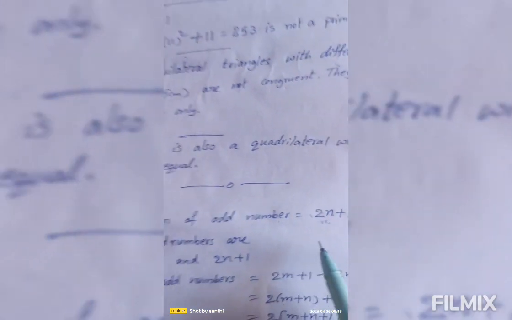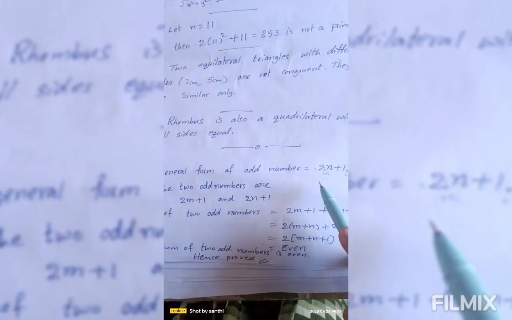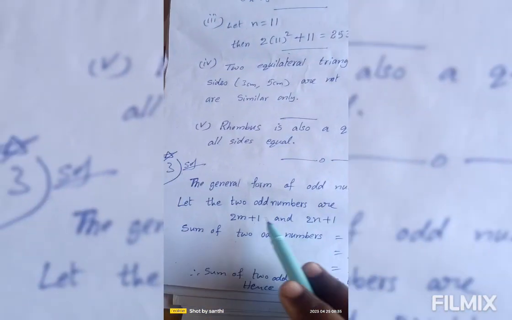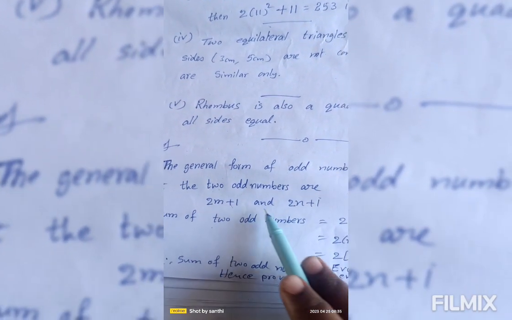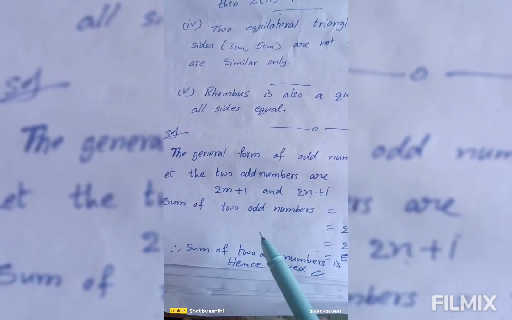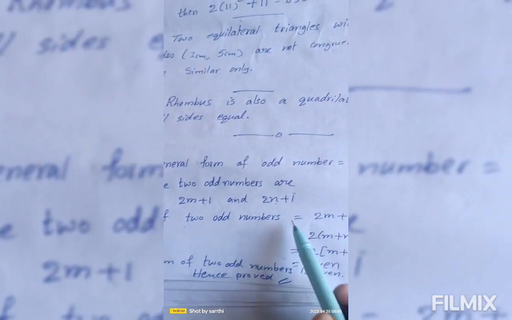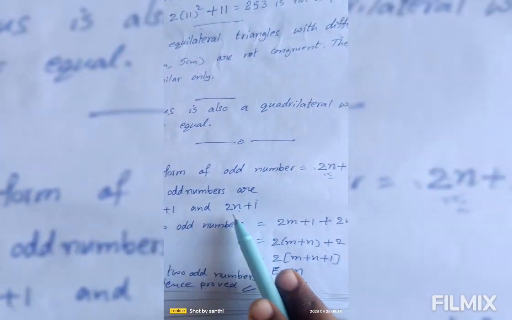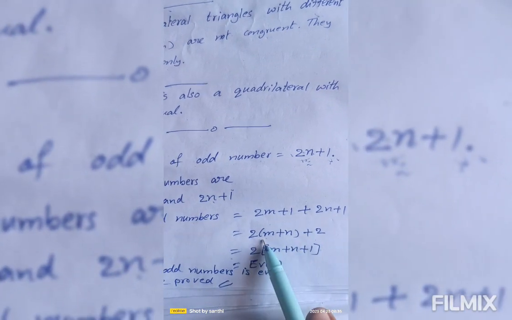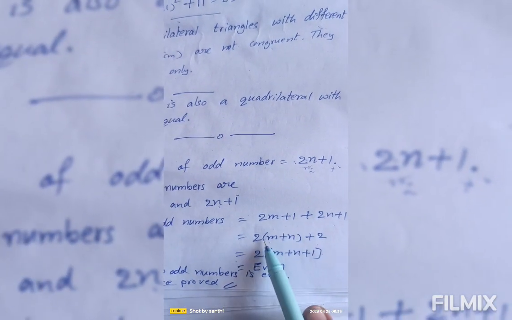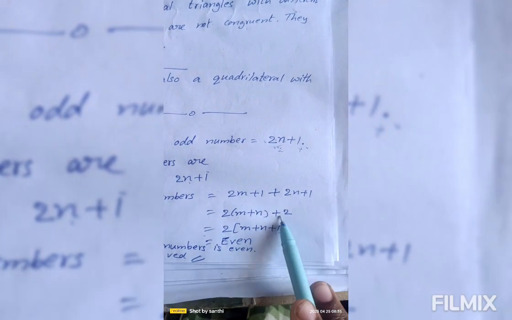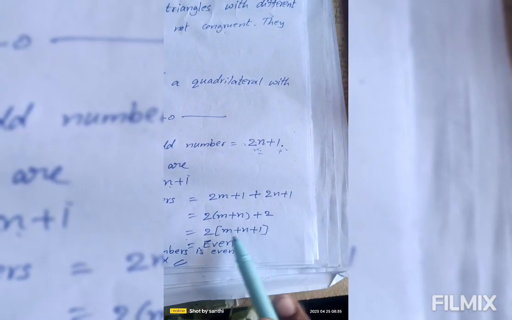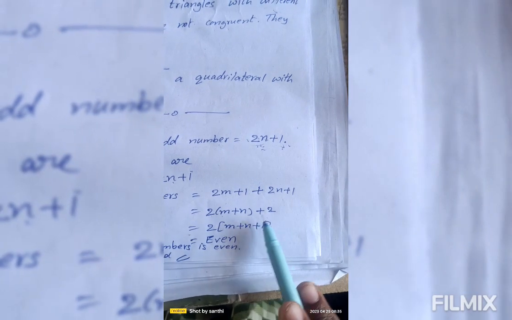Then the general form of an odd number is 2n plus 1, and let the two odd numbers be 2m plus 1 and 2n plus 1. Two odd numbers we have to take. Then their sum, let us see. 2m plus 1 plus 2n plus 1. From these two terms we can take out 2 common, then m plus n. 1 plus 1 becomes 2. From these two again 2 common into m plus n plus 1.